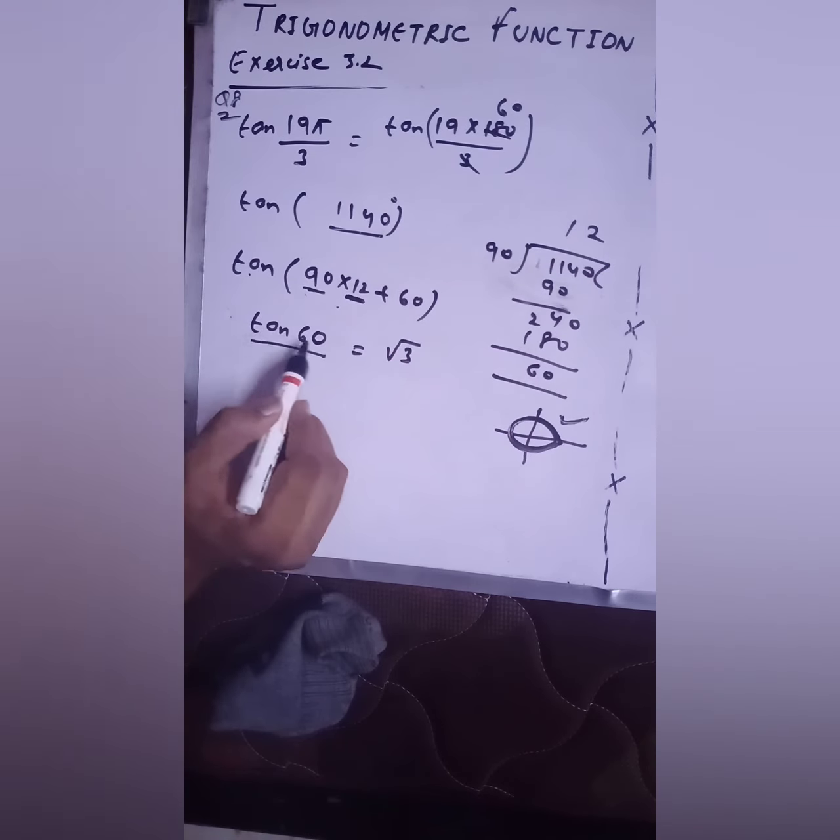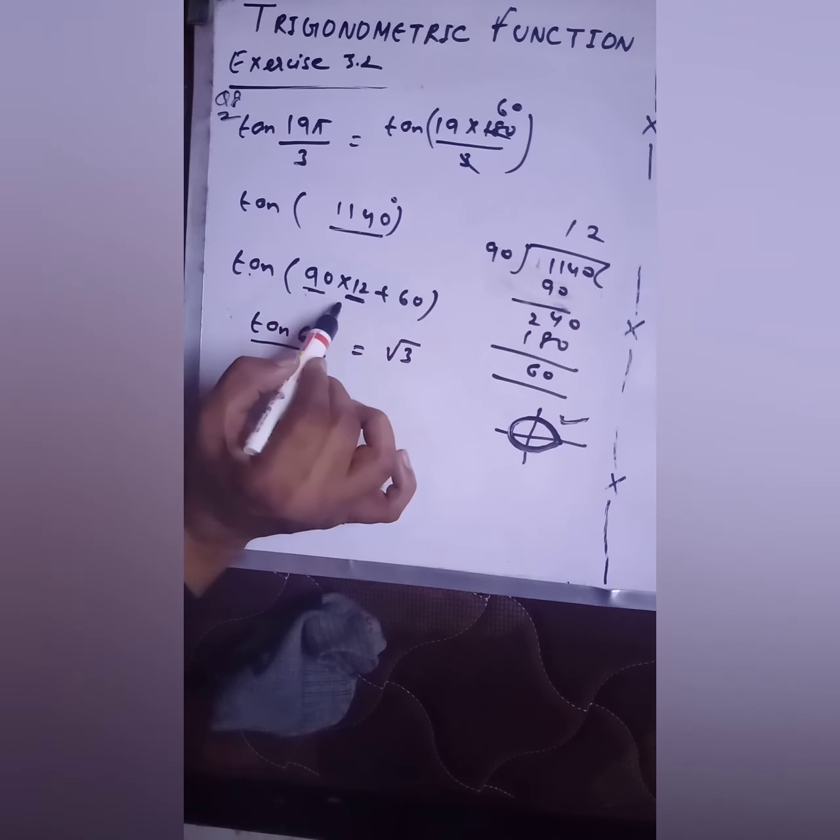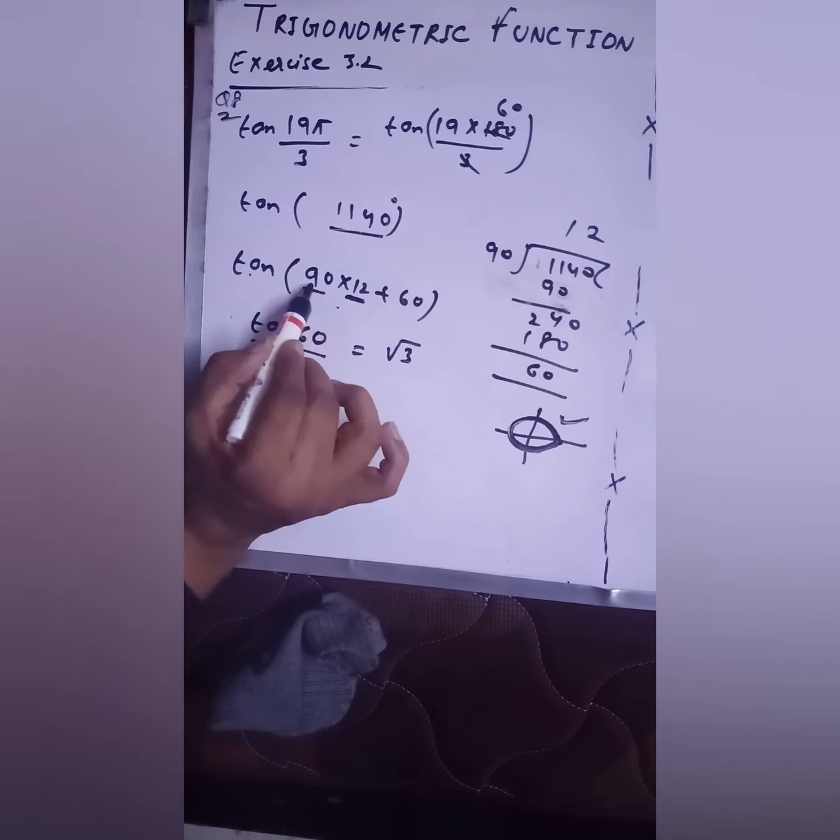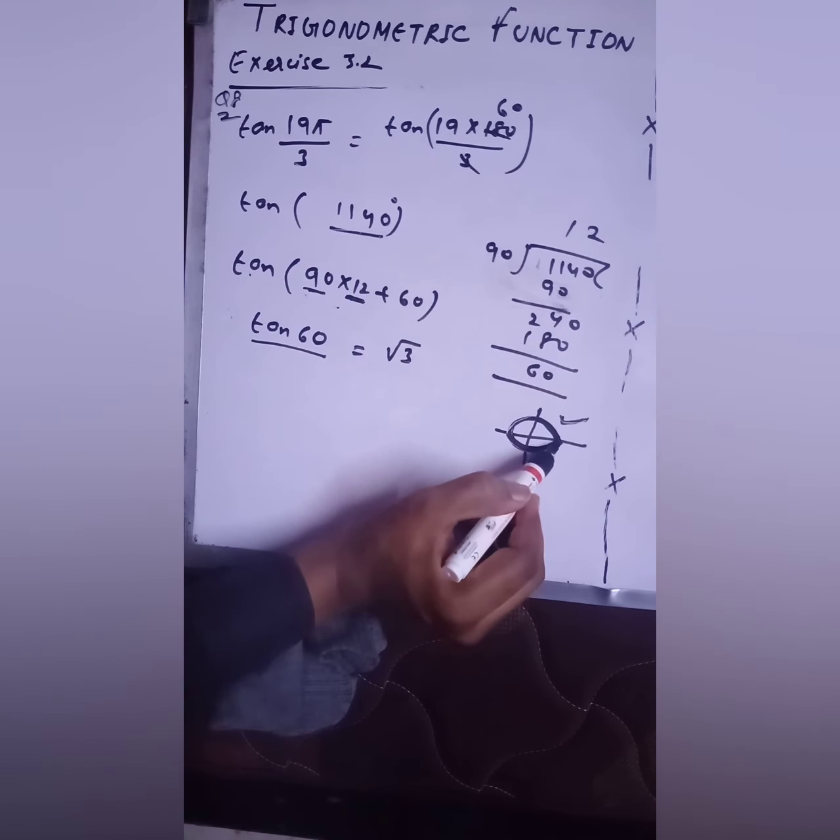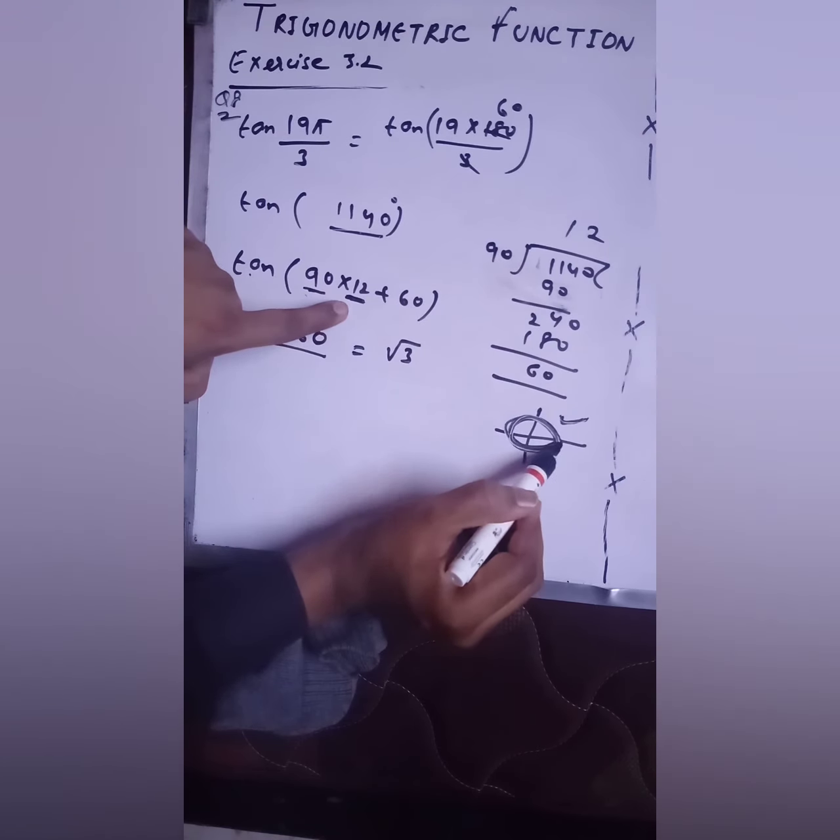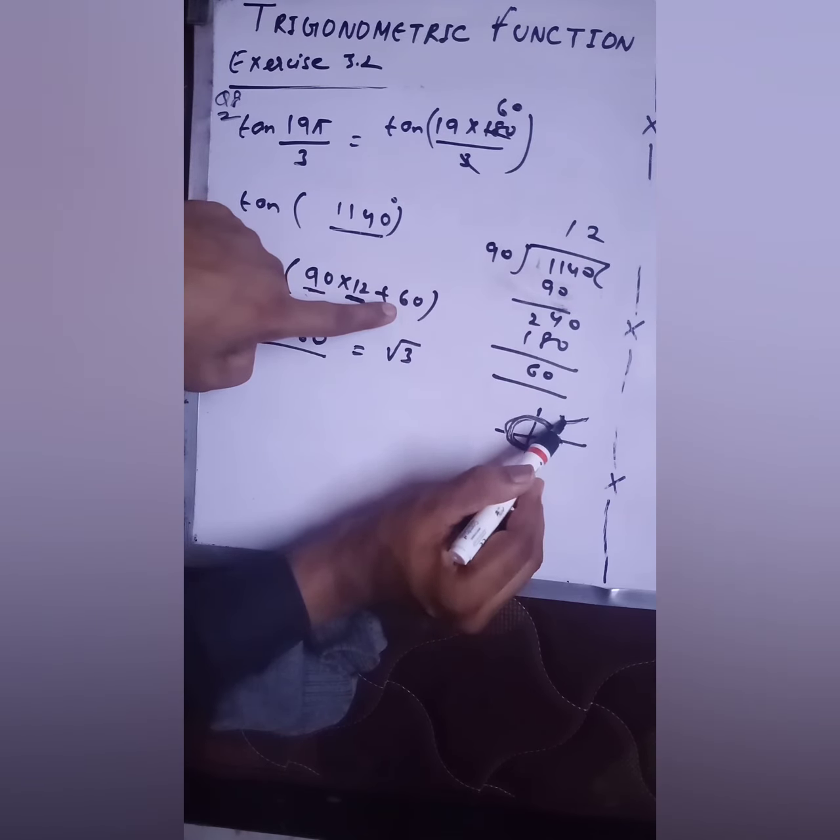So it would be tan 60. Now you have to check in which quadrant the value is lying. Here you have to take 12 rounds of 90. As you know, one complete round uses 4 90s, so in one complete round we are using 4 90s. We have to use 12. One complete round, two complete rounds, we are using 8. In the third complete round we will use 12 90s. After that, plus 60 means you will get the value in the first quadrant.